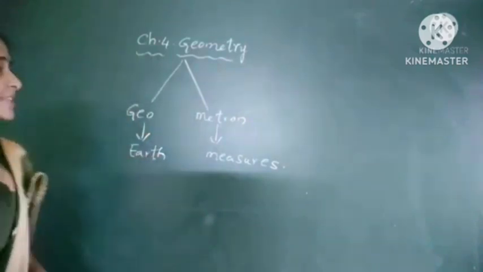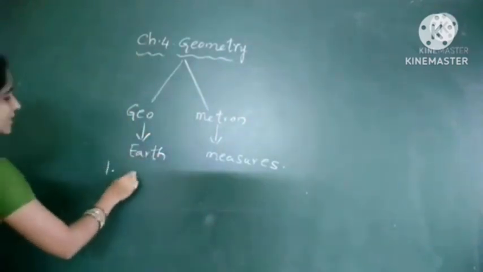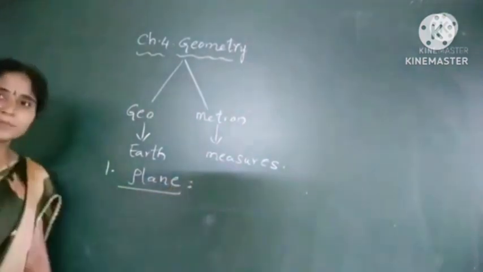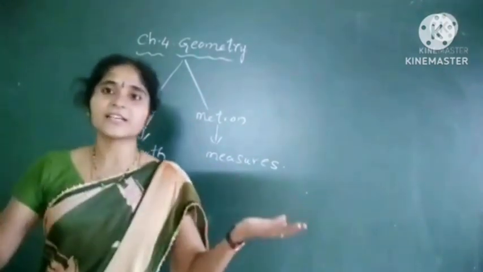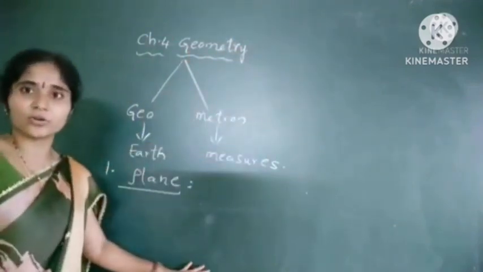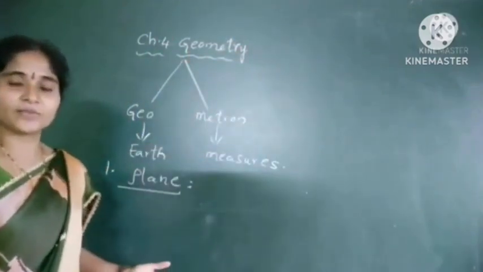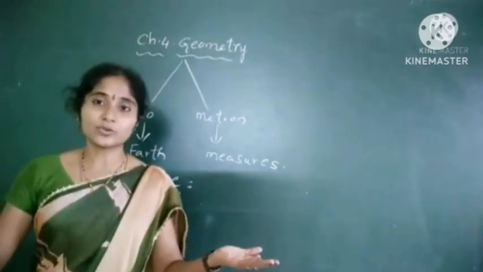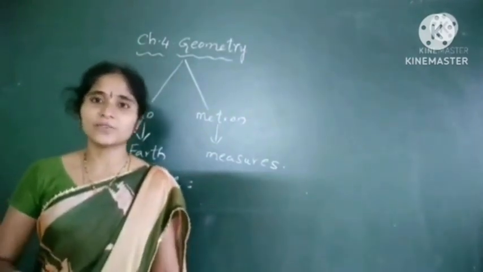Okay children, in this geometry first of all we have to discuss the plane. What is a plane, children? It is a flat surface. See, our board is a flat surface or not? Yes, it is a flat surface. And the surface of your table, the surface of your plate, those are all flat surfaces only.